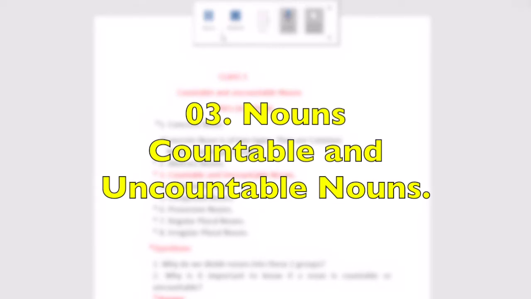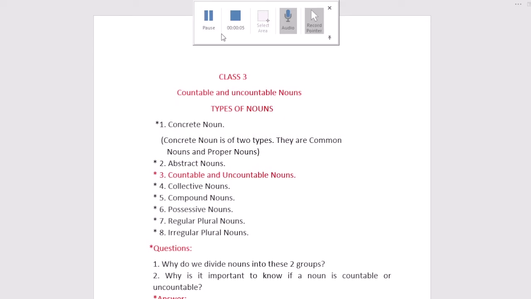Hi everyone. Today we are going to see class 3, which is on the topic of countable and uncountable nouns.